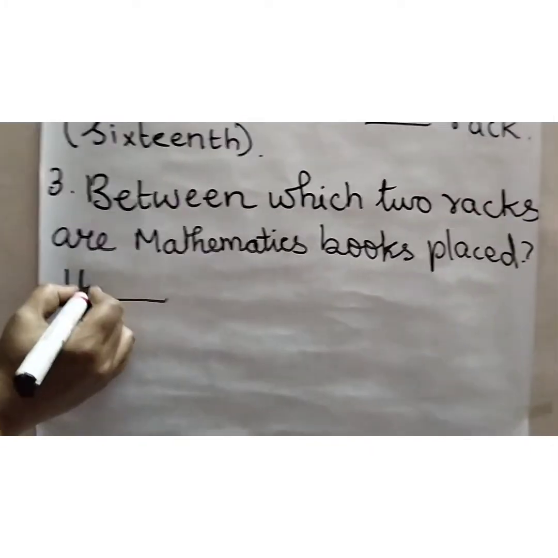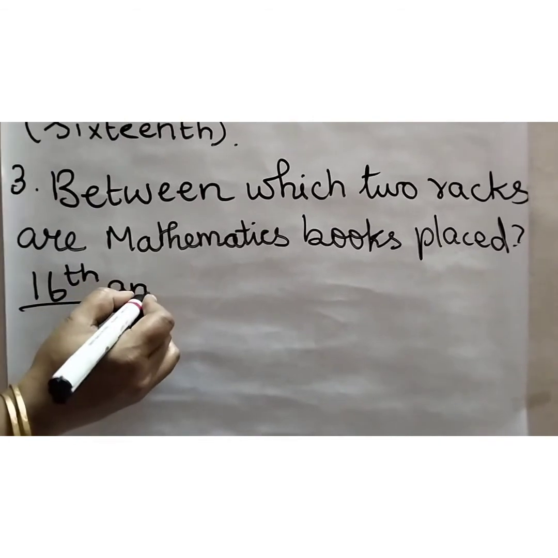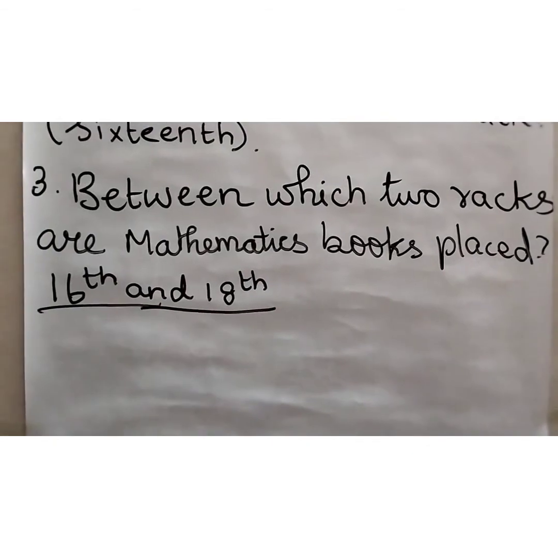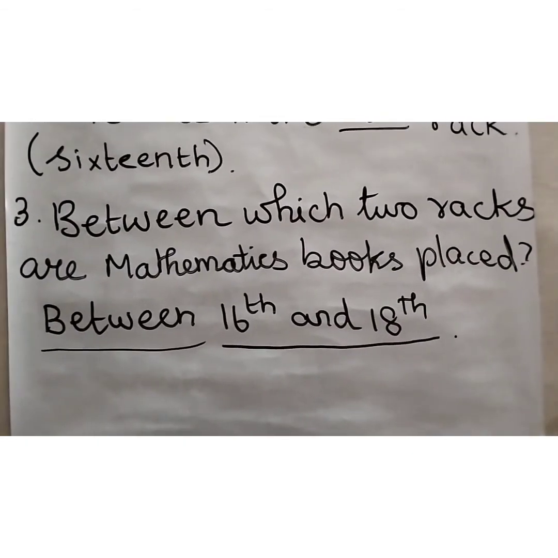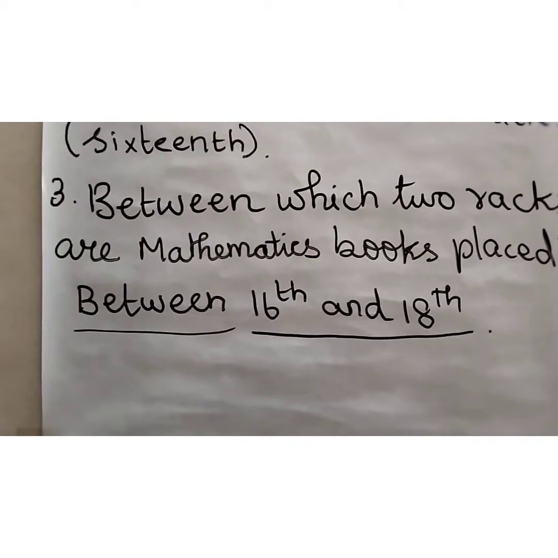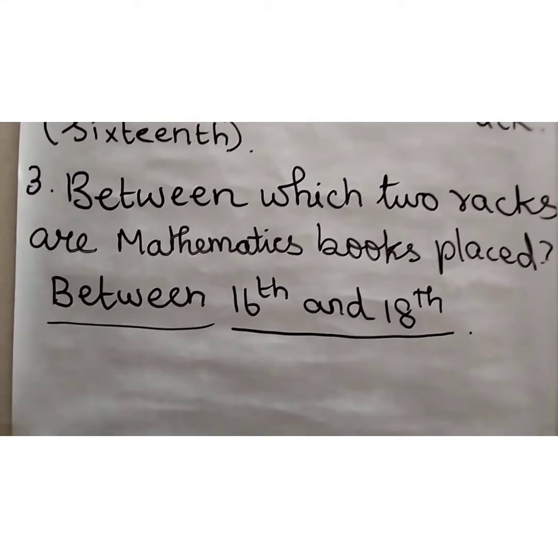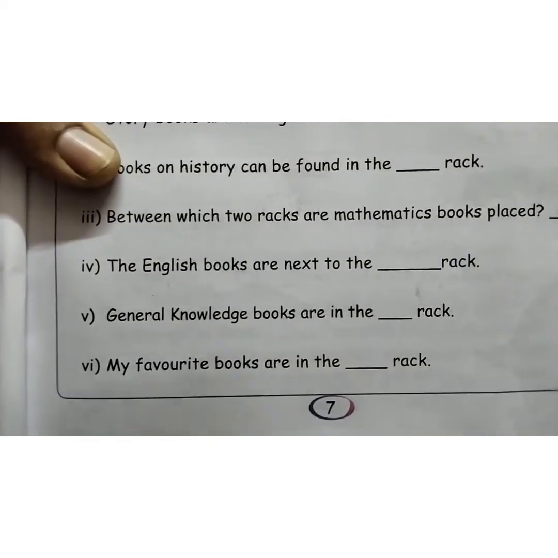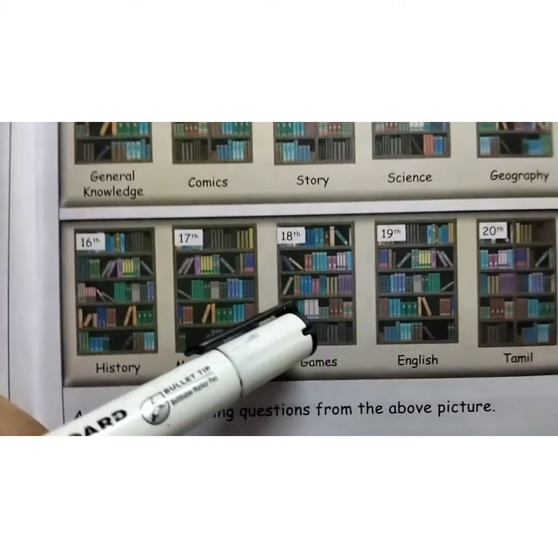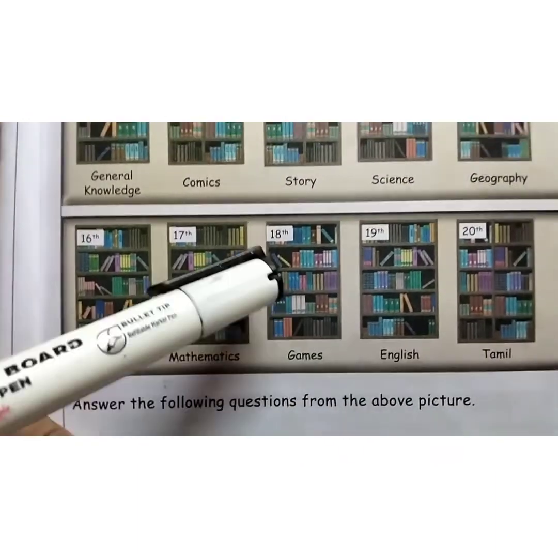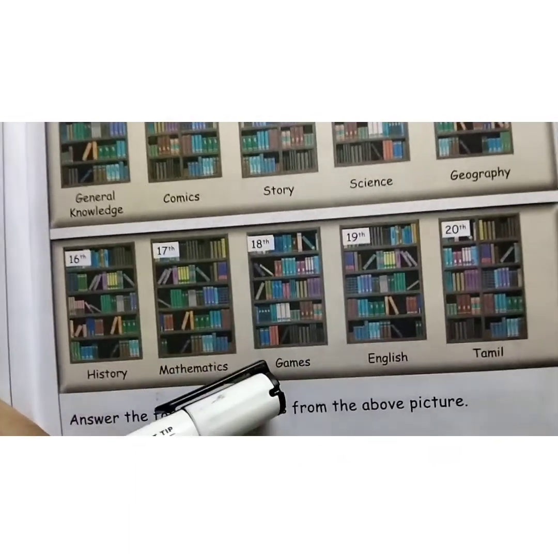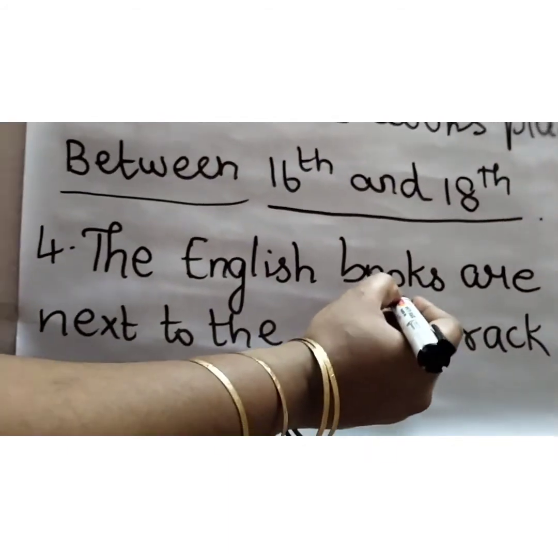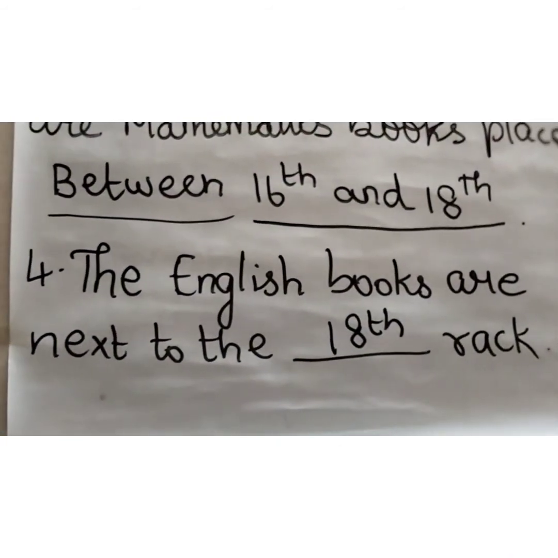Okay, children? 16th and 18th. So, it is placed between 16th and 18th rack. The next one is, the English books are next to the dash rack. The English books are next to the 18th rack, that is games rack, isn't it? 18th games rack. Okay, children? Next to the 18th rack, that is games rack. Okay, children?